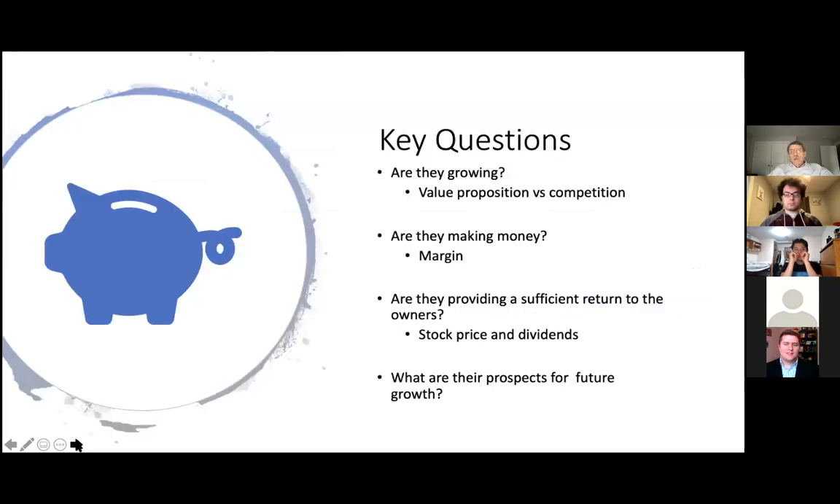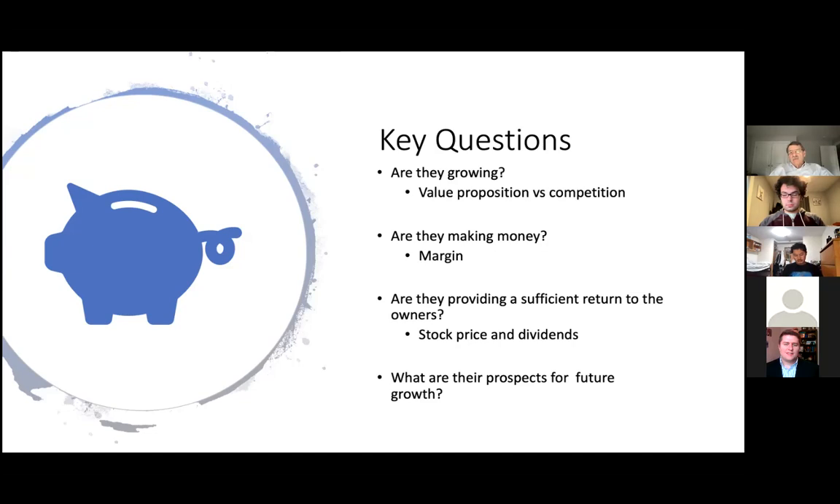Okay, so what do you look at when you're looking at a company? There's really three questions that you need to answer. One, are they growing? How do you know if a company is growing? You look at its revenue, the amount of sales that it has, and whether they are in a good position to keep growing their revenue. Two, are they making money? What is their profit? And can they increase their profit?